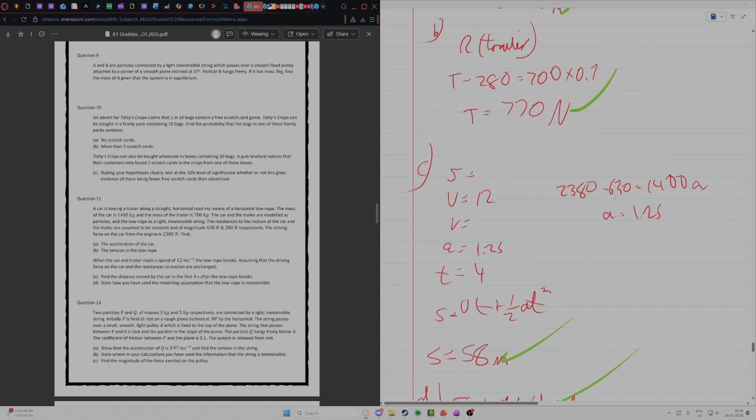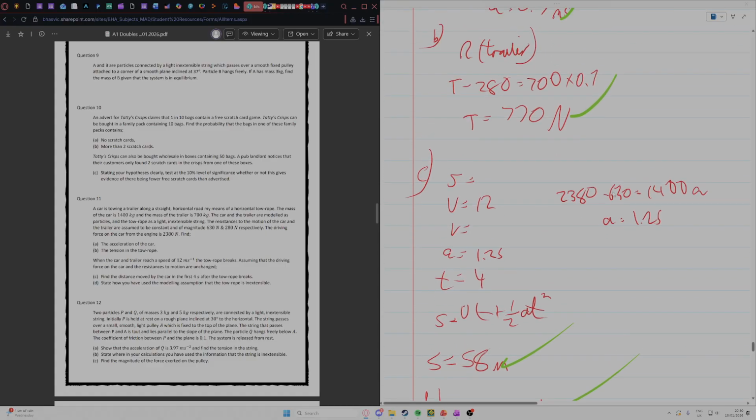Next we have some of this. So now we have to do a new equation of motion because there's no more tension. So you have to do a new equation of motion, just resolving for the car, finding your new acceleration.